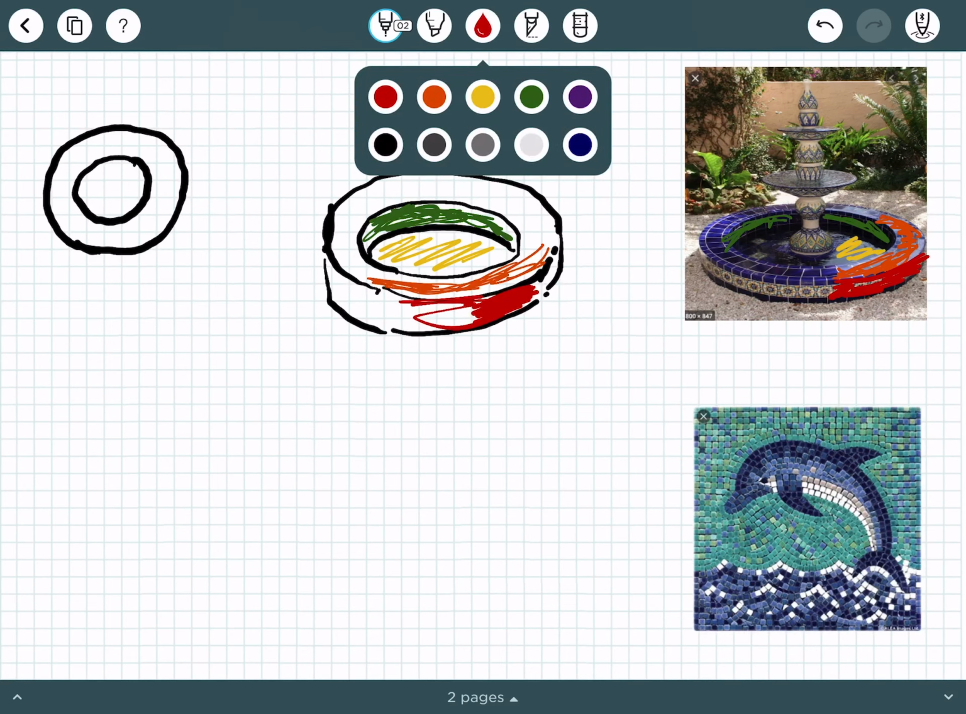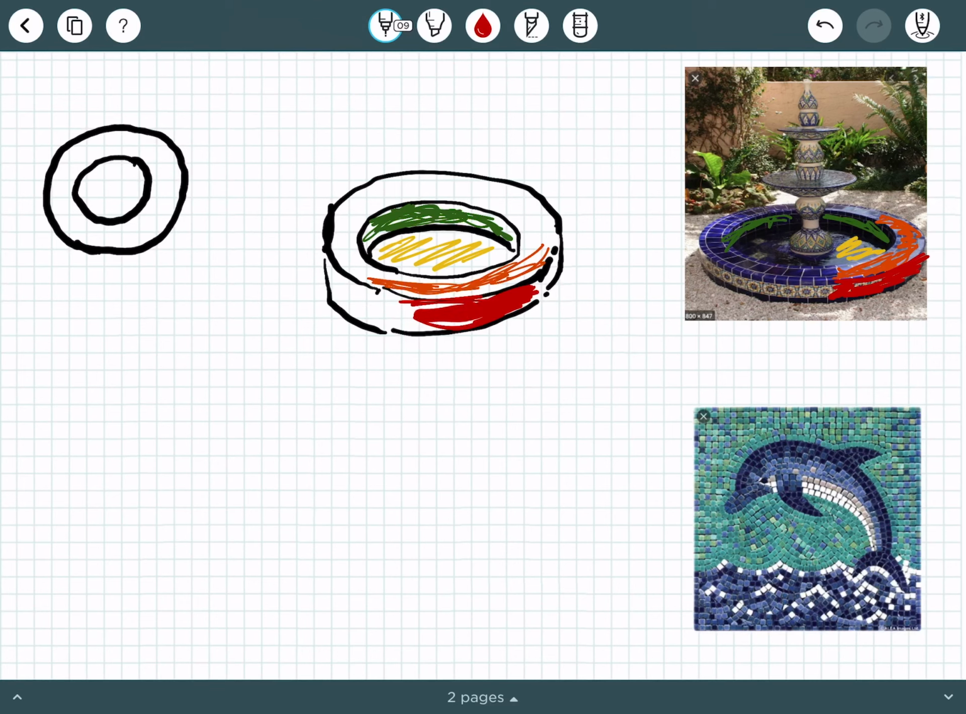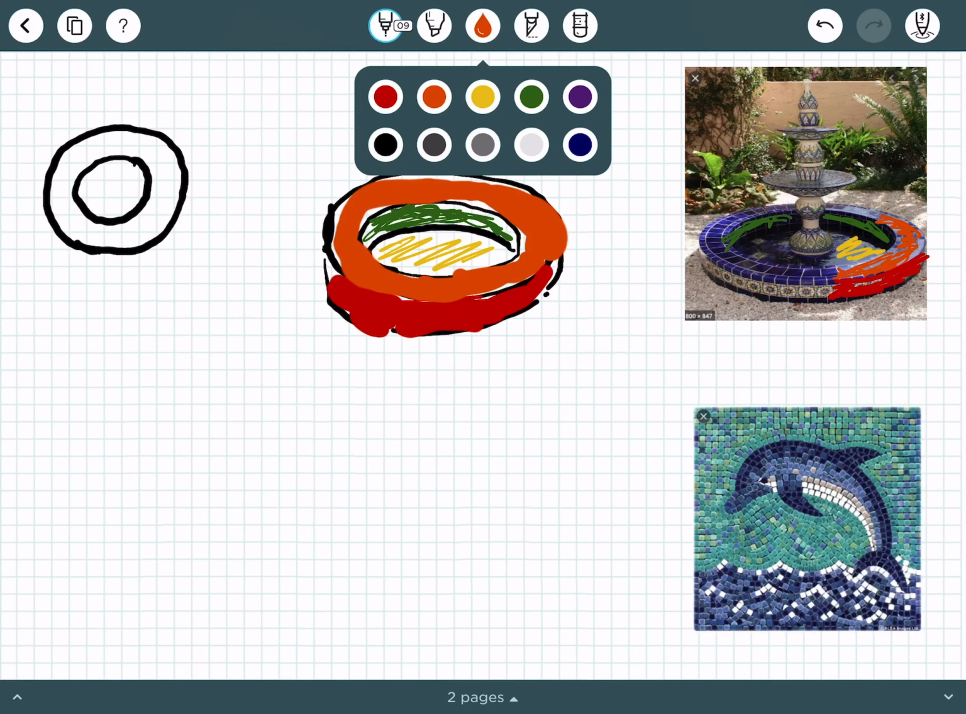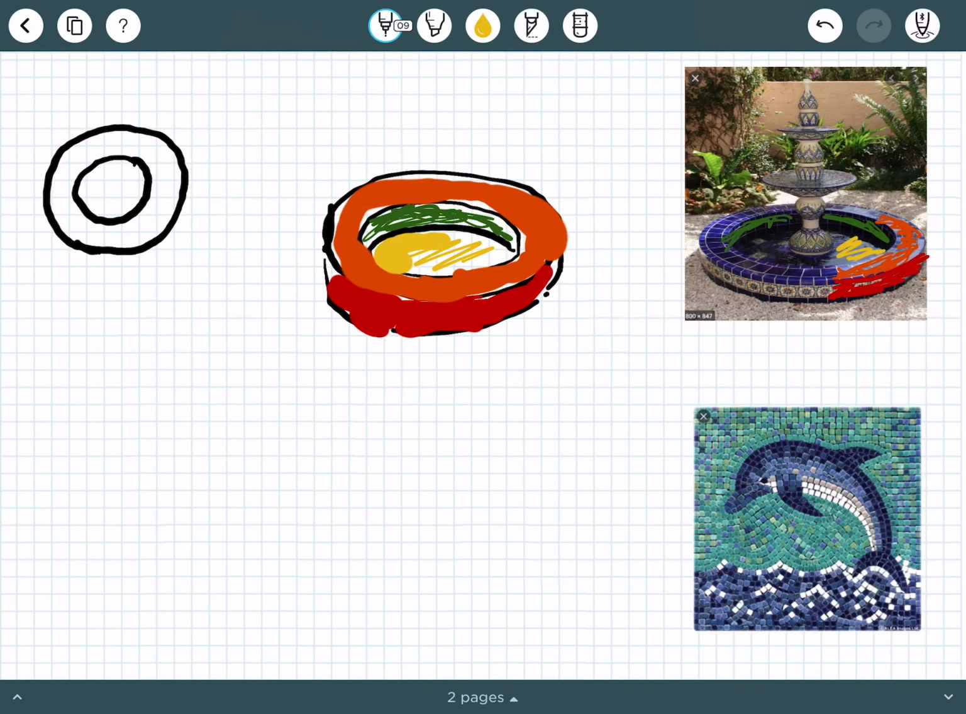So let's go a little thicker one so I can fill this in. So here's red, orange, orange for the top, yellow for the inside, and green for the back wall, or the inside wall. So you're going to have to make 4 different measurements.